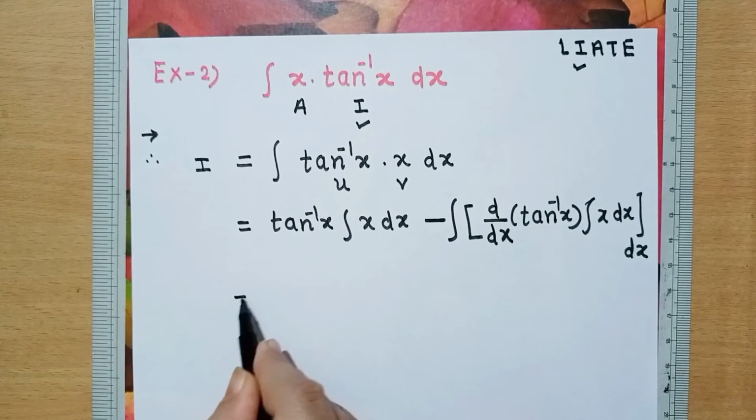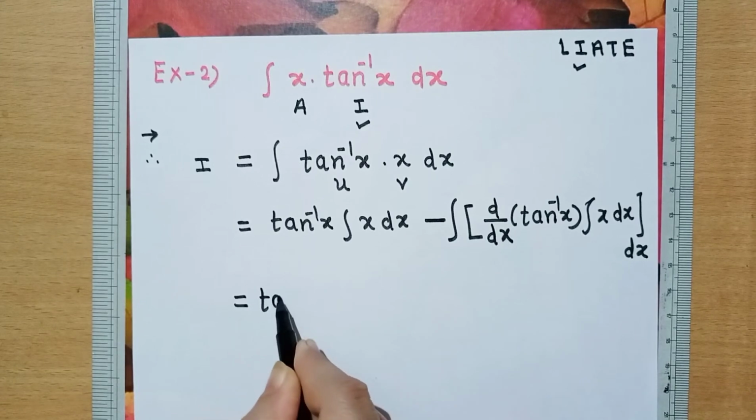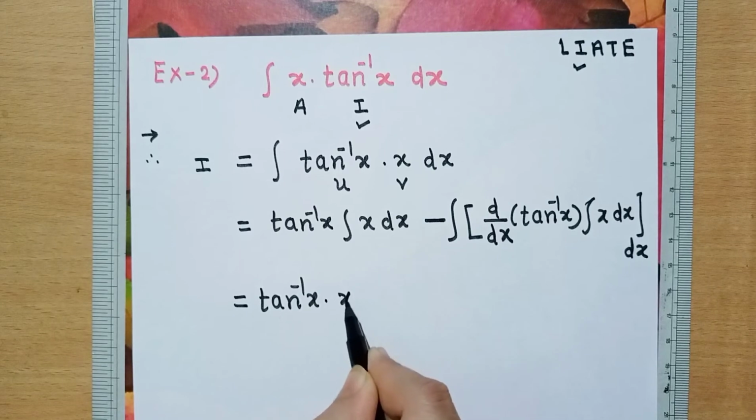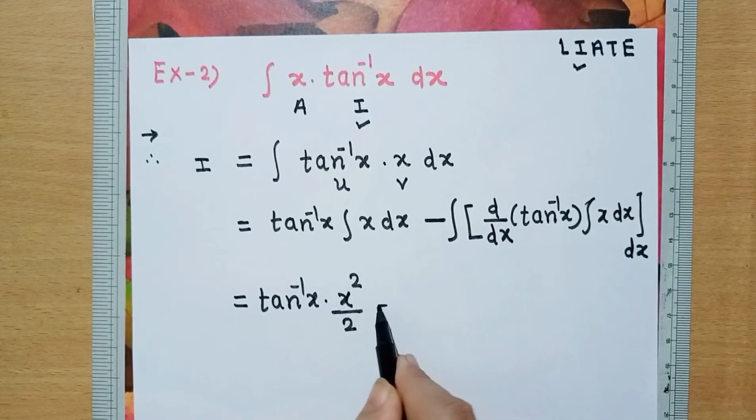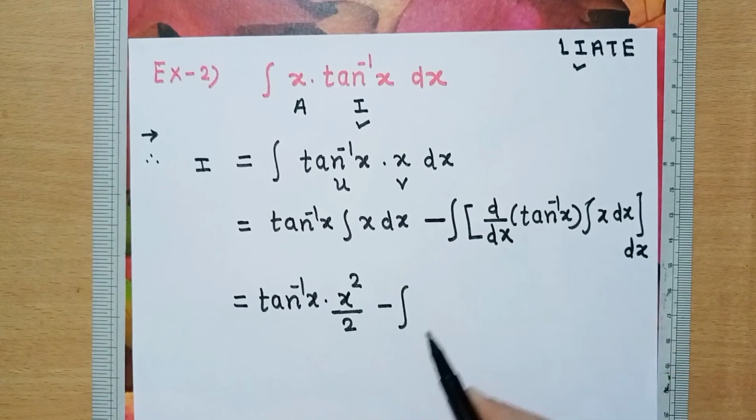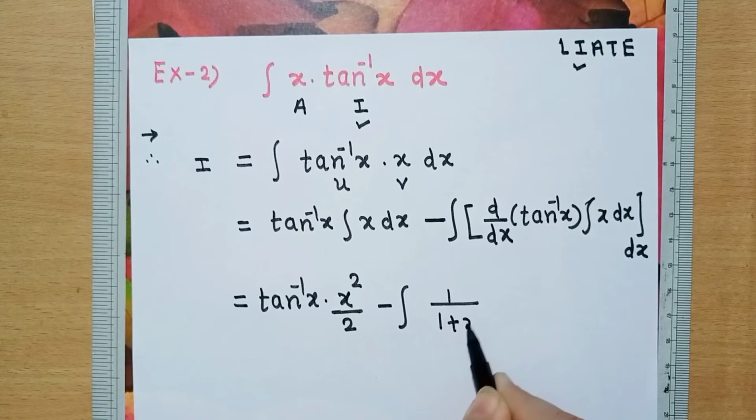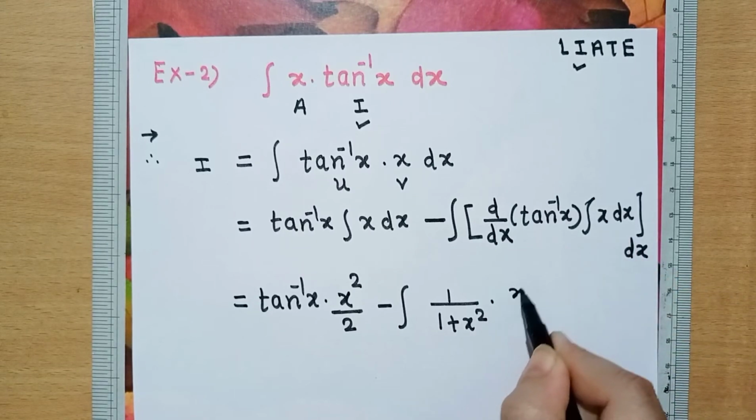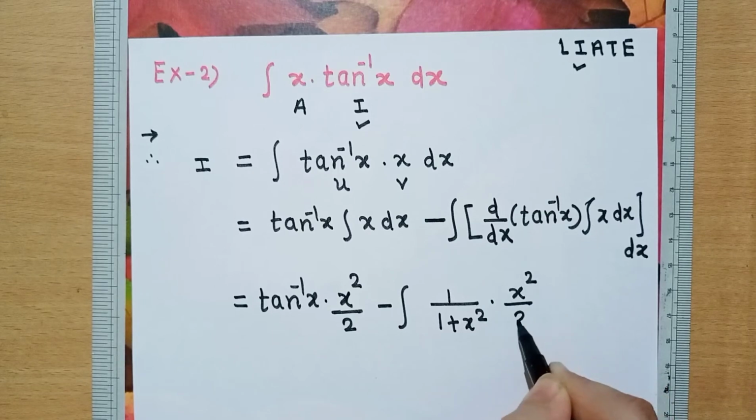Now find out this integration. So first tan inverse of x as it is, integration of x is x square by 2, and minus derivative of tan inverse of x is 1 upon 1 plus x square, and then again integration of x is x square by 2 into dx.